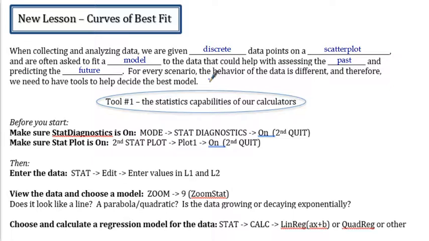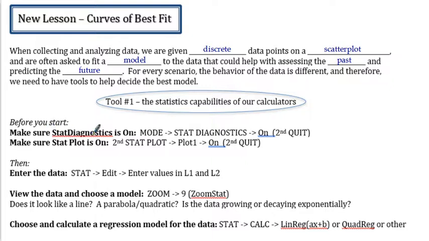For every scenario, the behavior of the data is different, and we need tools to help us decide a good model so that we can assess the past and predict the future. The first tool we have is the statistics capabilities of our calculator. We're going to be doing a lot of calculator work today, a lot of button pushing, so make sure you have your calculator with you. The first thing we should do when fitting curves of best fit is make sure two things are set on.